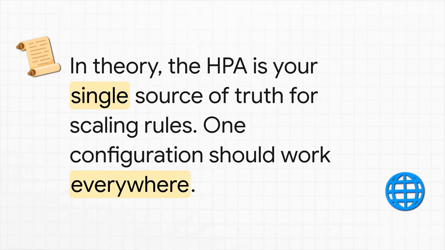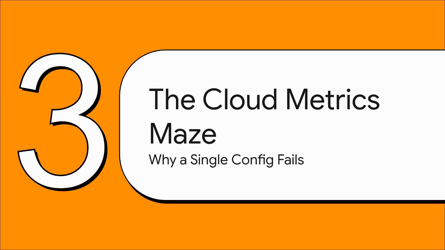And that's the key phrase right there, in theory. The HPA config itself, the YAML you write, is totally cloud agnostic. You write one set of rules and it should just work, no matter where you are. But, as we're finding out, theory and reality are two very different things in the multi-cloud universe. And this brings us to the real villain of the story. Why does a perfectly good HPA configuration just fall apart across different clouds? The answer is what I like to call the cloud metrics maze.